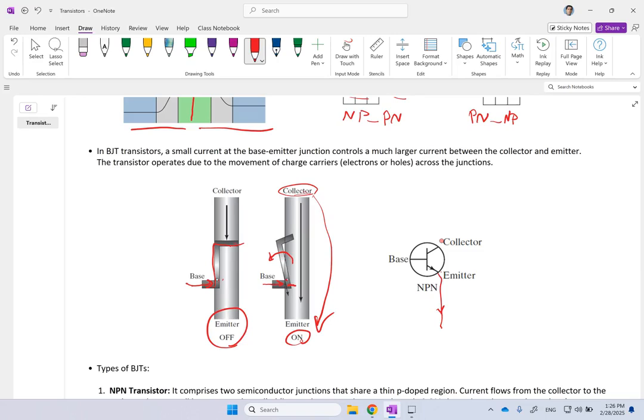We say it's off. Now, this is a mechanical analogy, but in a transistor, what you do is send a current through the base.